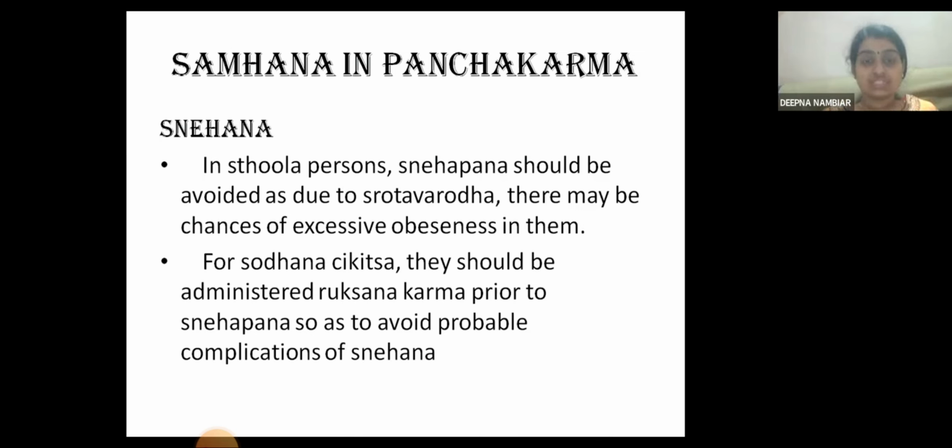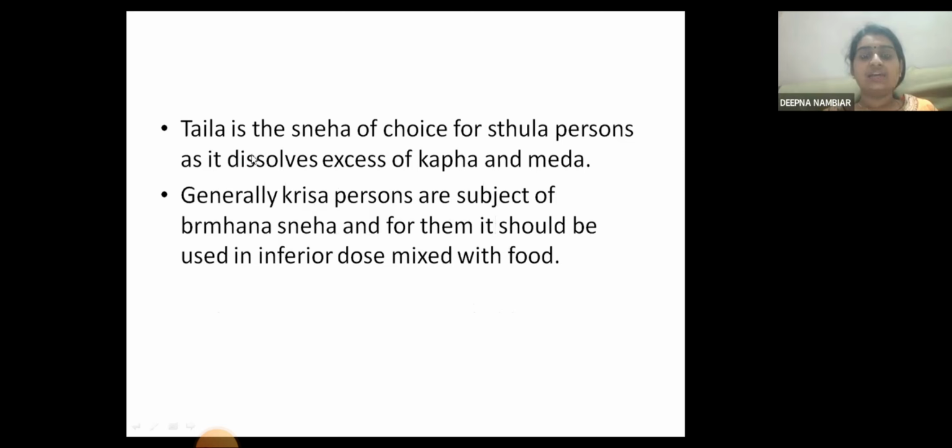So Sthaulya is considered as a part of Samhana to be considered in the case of Snehana. And here Taila Snehana is a choice for Sthula. As we all know, Ghrita, Vasa, Majja and Taila are the Chatursnehas, and among the Chatursnehas, Taila Snehana is selected for them. And for the Krisha, Brimhana Snehana has to be selected, and it should be used in Laghu Matra mixed with the Brimhana Matra.